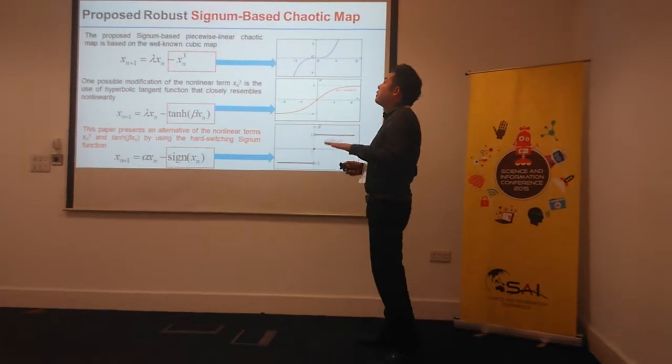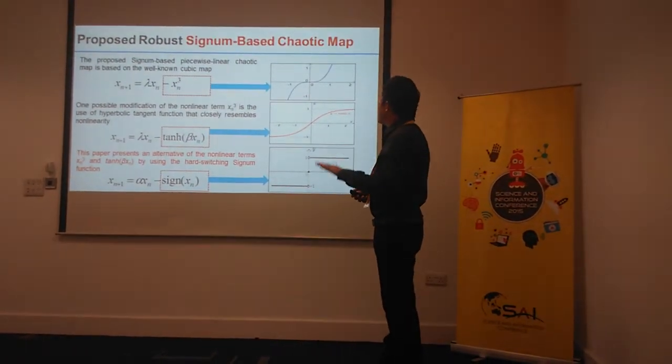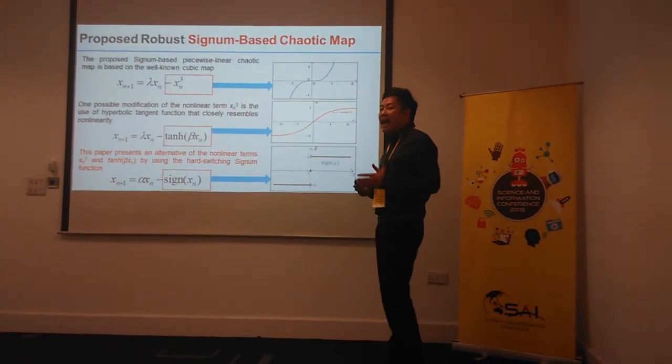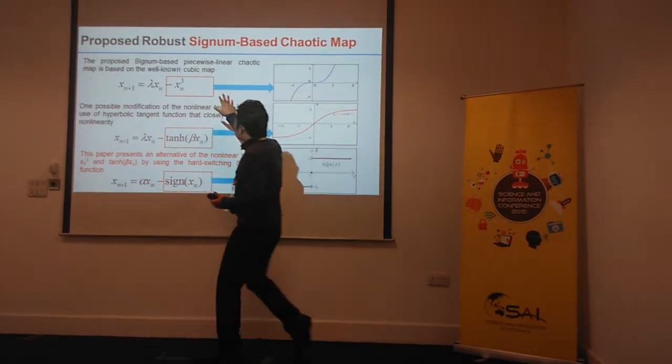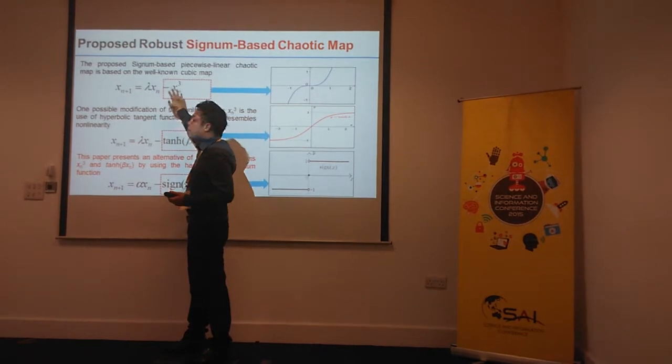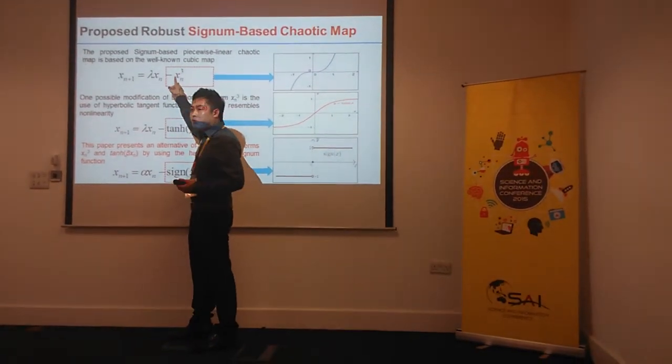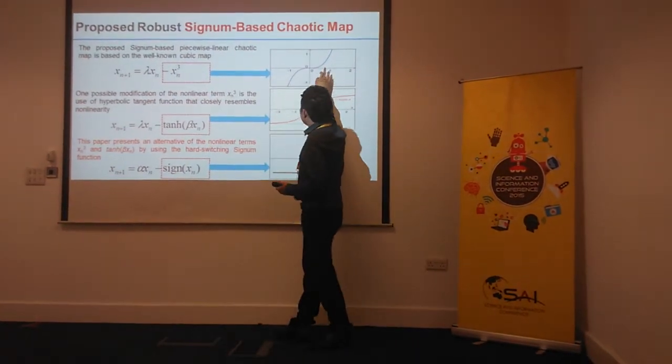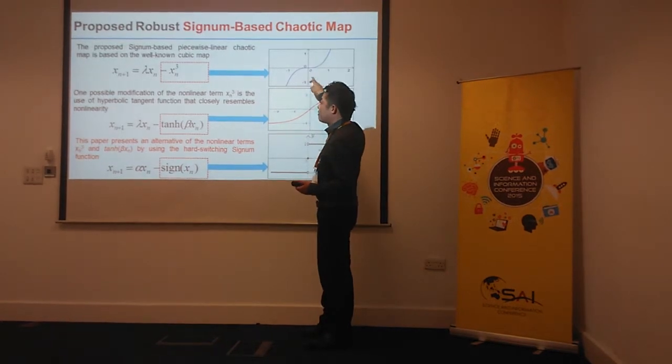Well, I proposed a robust signal-based chaotic map. Okay, actually, you could see that this one is a well-known chaotic map, the well-known cubic map. The cubic map means x_n to the power of 3. So the nonlinearity is like this, x_n to the power of 3.